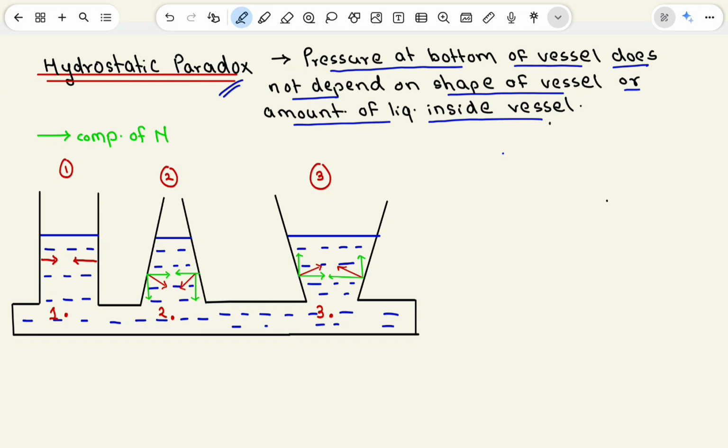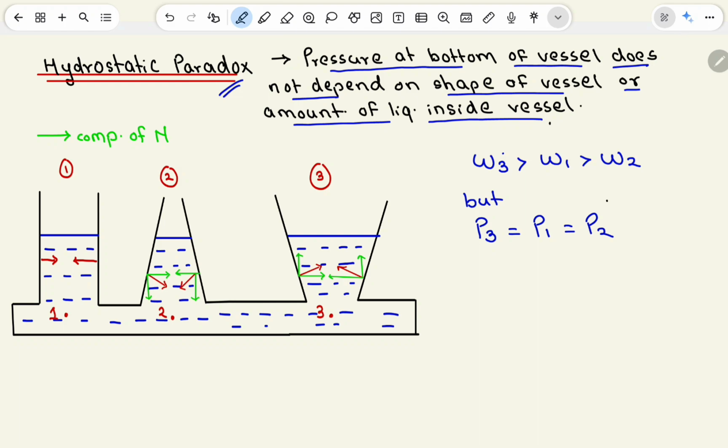Now to understand this paradox, we have drawn a figure on the left hand side of the screen. In this figure, you can see three vessels of different shapes, but the liquid in all the three vessels is filled up to same height. Now, obviously, what we can see is the weight of liquid in flask 3 is greater than weight of liquid in flask 1, which is greater than weight of liquid in flask 2. But if we measure the pressures at point 1, 2, and 3, we realize that the pressure at point 3 is equal to pressure at point 1 is equal to pressure at point 2.